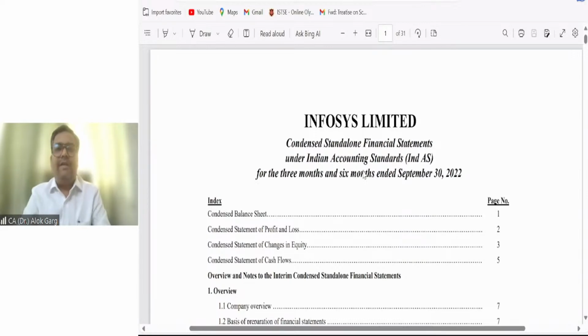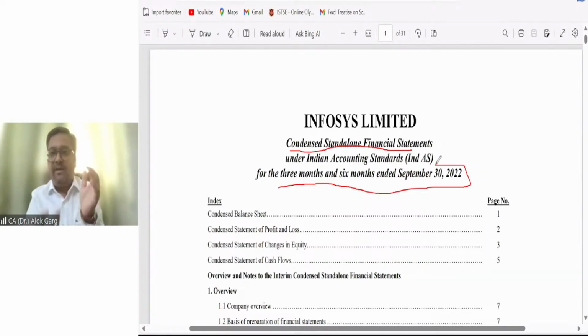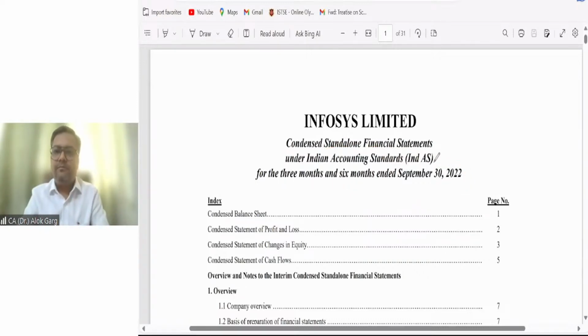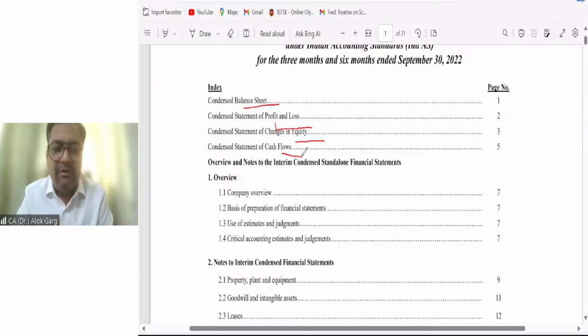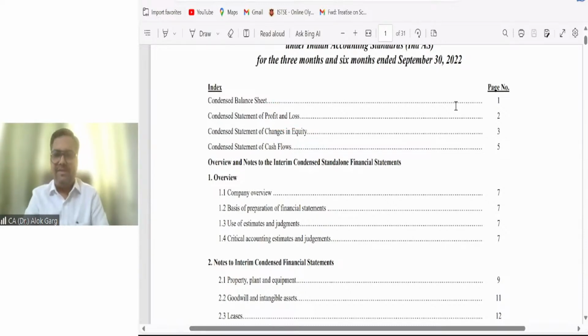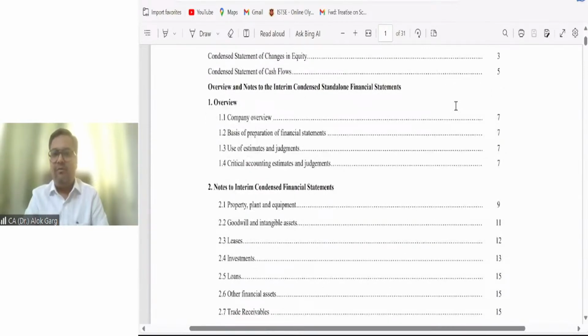Okay. Friends, you can see that this is a condensed standalone financial statement for 3 months and 6 months ended September, because it is September. That is why you need to prepare for the quarter and for the period ended, which is 6 months. You can see that there is a condensed balance sheet. They have given the condensed balance sheet, P&L, condensed statement of changes in equity, condensed statement of cash flow. So Infosys is a company which used to publish their condensed interim financial statement as well on their website. So I have just taken it from their website.